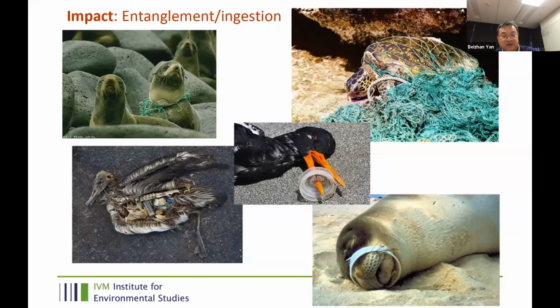Mainly for these larger animals, the issues are entanglement and ingestion. When birds or other animals eat plastic, it can block the intestines, so they starve to death. That's a huge ecological issue.